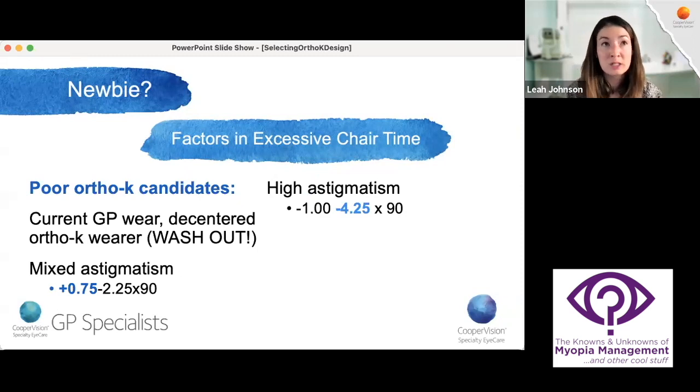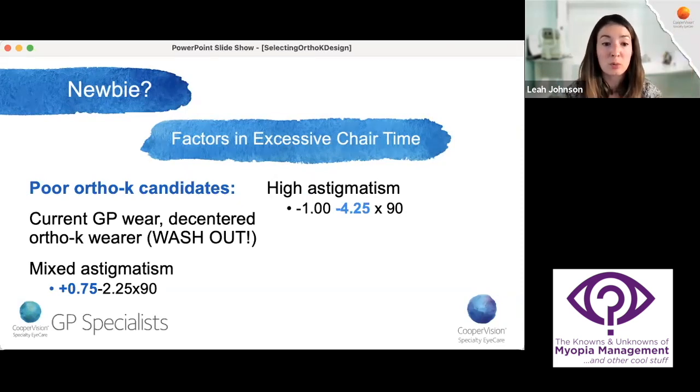If you don't know what lens design they're wearing or they have a decentered lens, you want to wash them out before refitting them into a lens. It's very hard also to switch between different brands, as different proprietary parameters don't always equal up. And if you have a decentered ortho-k wearer, just wash out, because that lens will continue to move towards that decentered corneal mold.